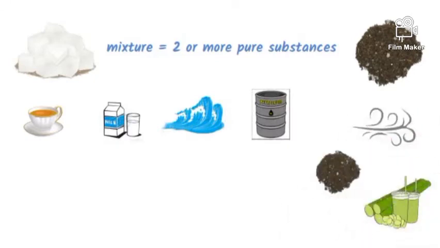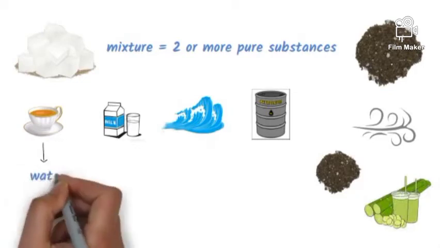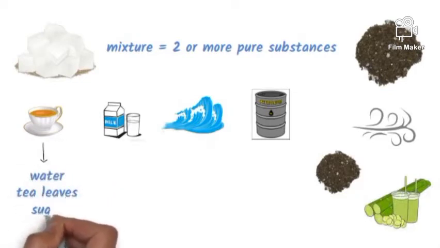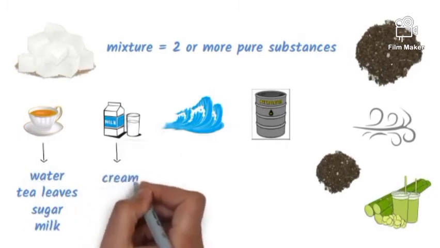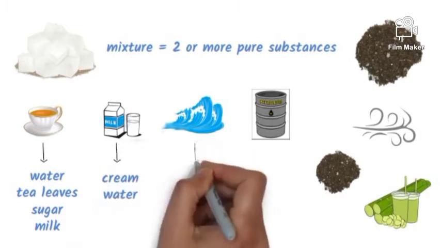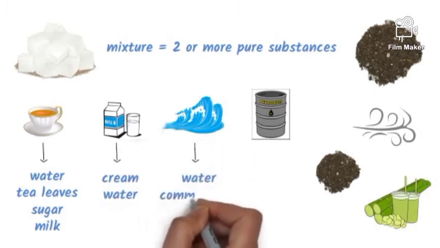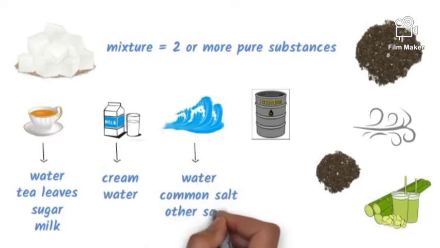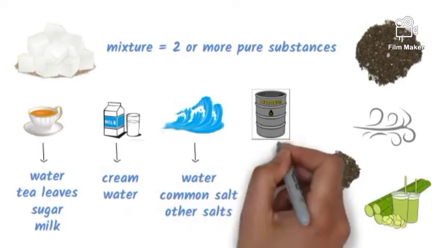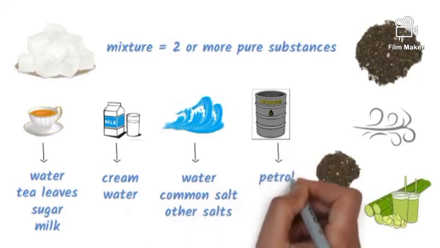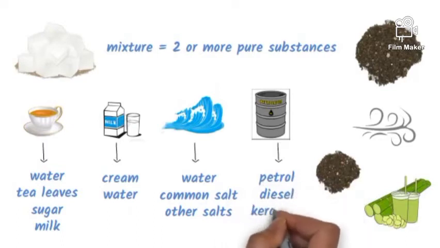The main components present in some common mixtures are as below. A cup of tea is a mixture of several components such as water, tea leaves extract, sugar, and milk. Milk is a mixture of cream in a watery liquid. Seawater is a mixture of water, common salt, and various other salts dissolved in it. Petroleum or crude oil is a mixture of various carbon compounds like petrol, diesel, kerosene, etc.